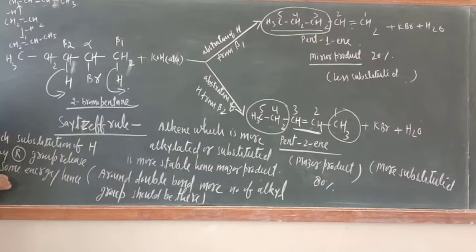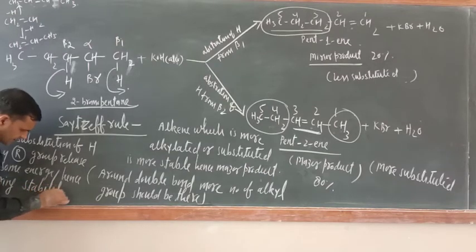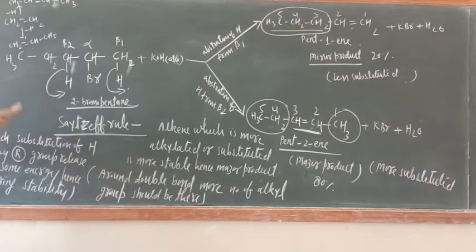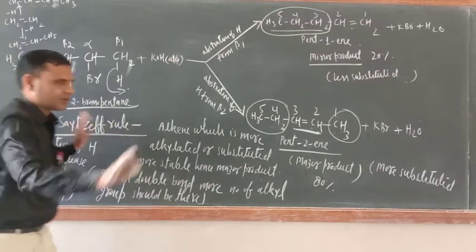hence brings stability. Energy is released, so the system will be in a less energy state, hence more stability. Each time H is substituted by R group, some amount of energy is released, and the alkene formed will have less energy, hence more stability. Each substitution of H by R group releases some energy, hence brings more stability. Okay, so this is finished now.